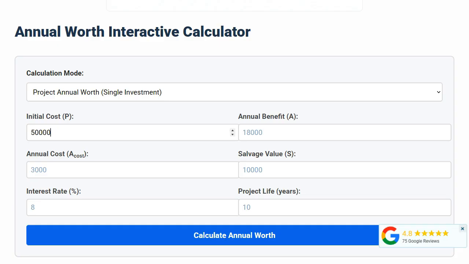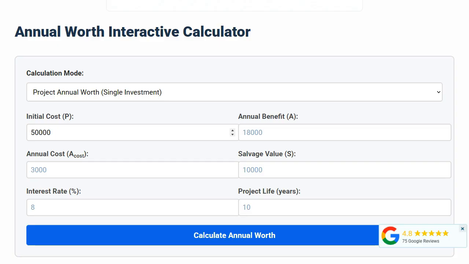Specify the project life in years and enter your interest rate or minimum attractive rate of return as a percentage. You can also add any additional cash flows that occur during the project. Once all values are entered, click the Calculate button.